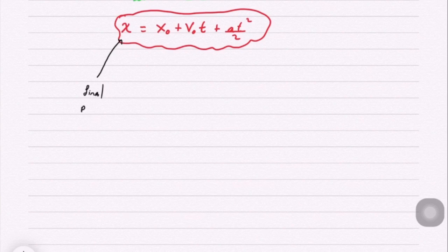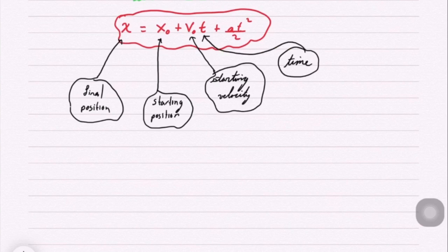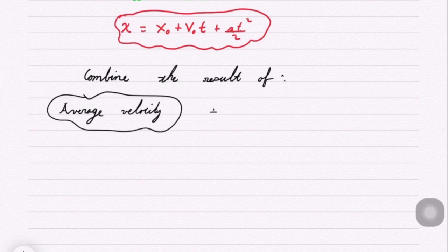So what is x? X is the final position. X sub naught is the starting position. V sub naught is the starting velocity. T stands for time. And a stands for the acceleration.